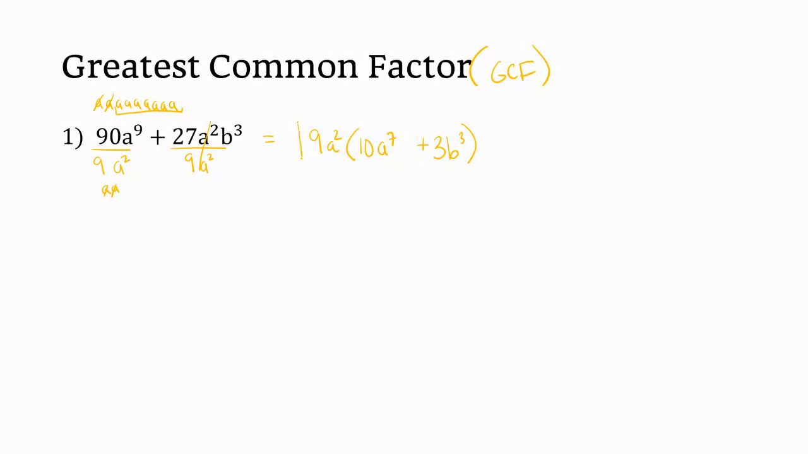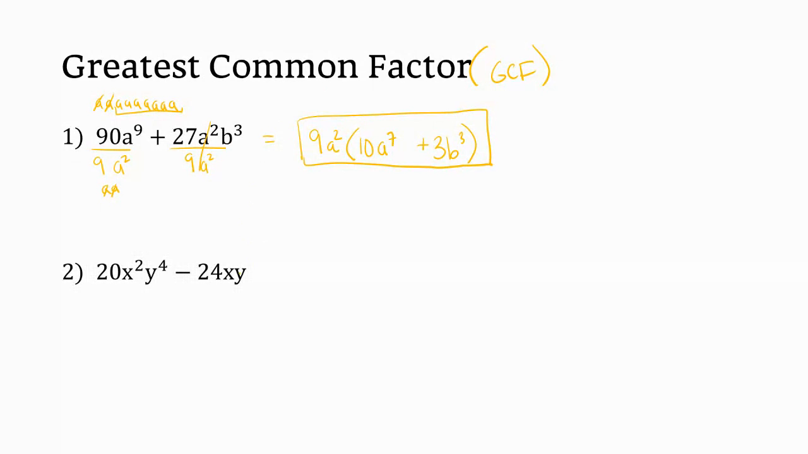So I can then take a look at my answer after I've factored out the greatest common factor. And this has nothing else to get. 10 and 3, they don't have a common factor. A to the 7th and b cubed don't have a common factor. I should be able to distribute what I factored out back in and get what I started with. Great way to check your work.